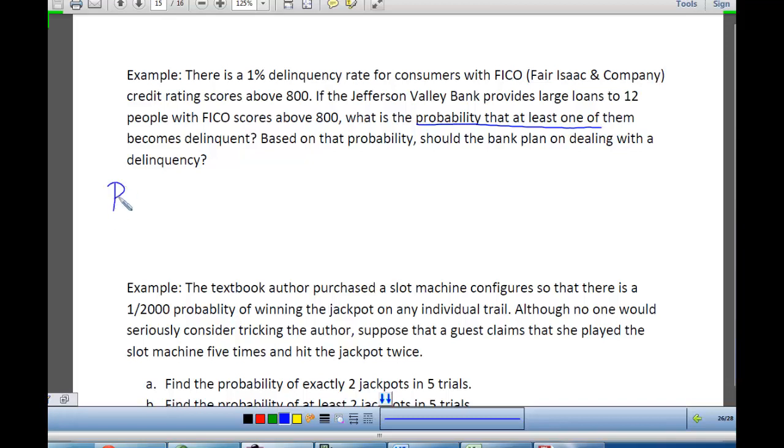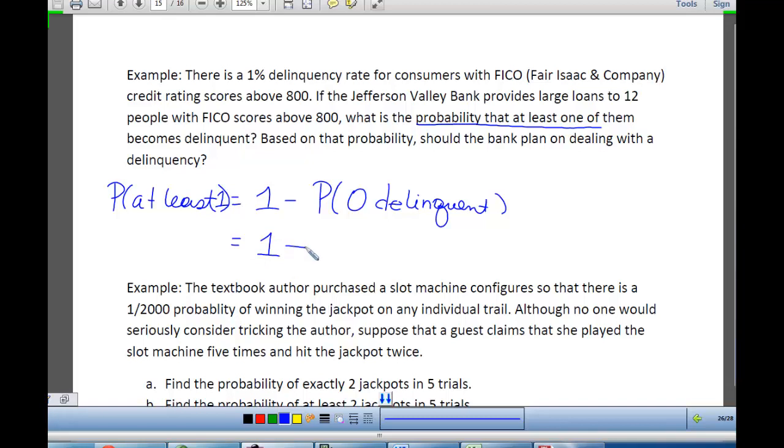No. It'd be easier for us to say probability of at least one equals 1 minus the probability of 0 delinquent. We're talking about 0 delinquencies. We don't have to keep switching the numbers. We already said this thing is binomial, so we just want to know about the 0. So we do 1 minus, in this case I'm saying I want to let x equal 0 delinquencies. So I'm going to say binom PDF, in this case n is 12, p is 0.01, and x is 0.